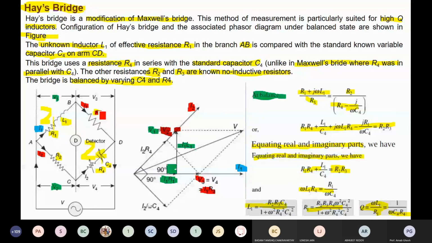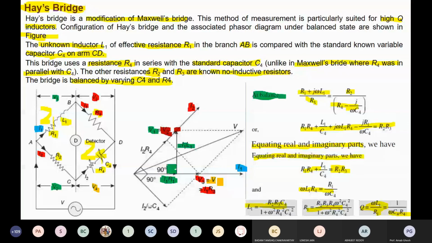So at equilibrium, that means at balance condition, your V3 and V4 both should be the same. Now what is your I2? I2 comes from the addition of what? It is the charging current IC. So what will be the direction of the IC? IC will definitely be 90 degrees. So what is your I2? It is coming like that.